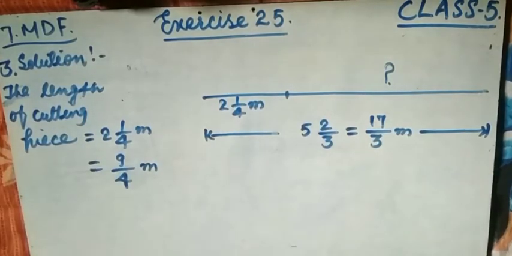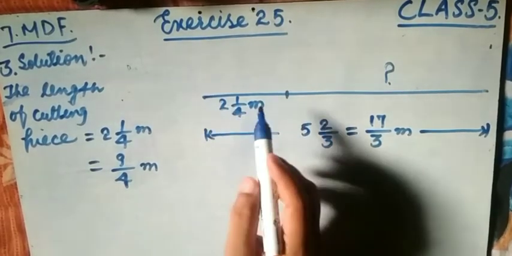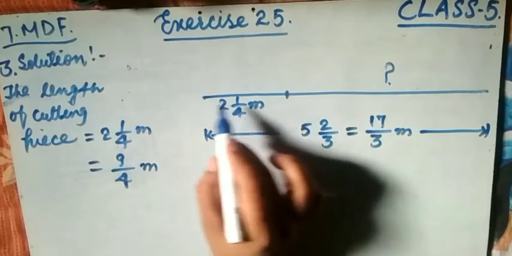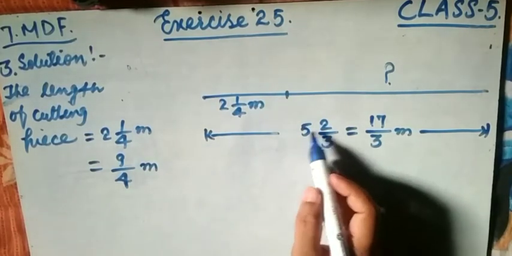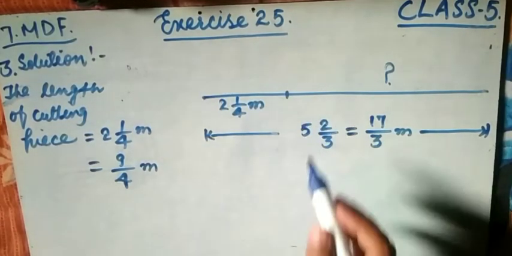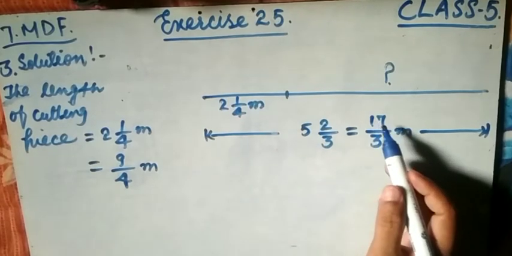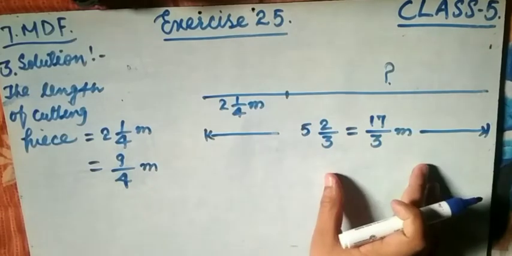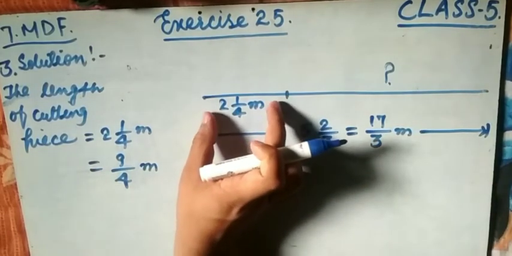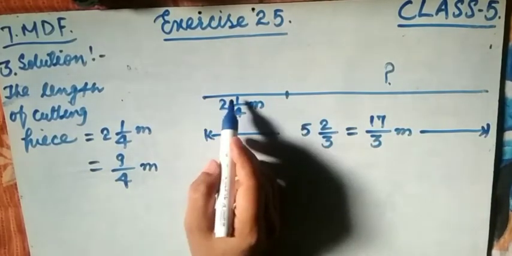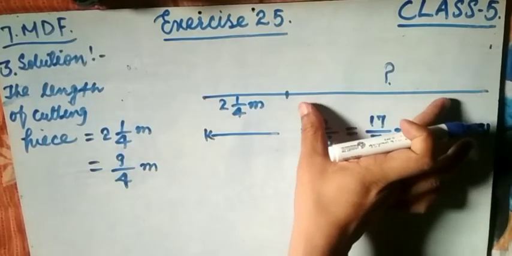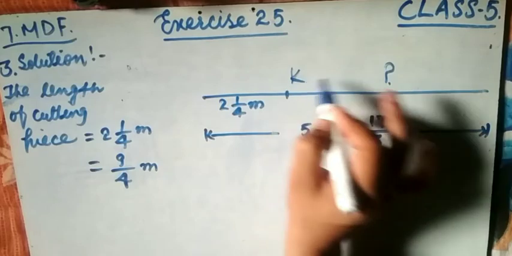So friends, have a look. I have already drawn a rope. This is the rope, and the total length of the rope is given 5 and 2/3, means if we change this mixed fraction into improper fraction, 17 divided by 3 meter. 5 and 2/3 meter is the length of the rope, and the length of one piece of this rope is given 2 and 1/4. Then find the other piece. This piece we have to find, this length from here to here.